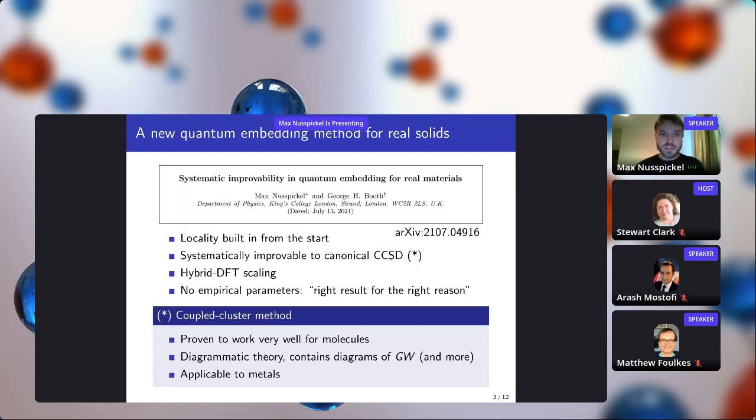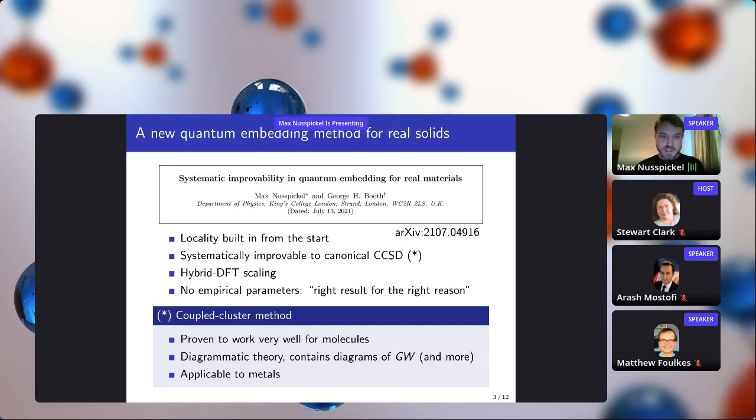And this locality can be used to derive methods. And so I've done this work with George Booth, and we developed a new quantum embedding method for real solids. There's a preprint available online. And this has locality built in from the start. It is systematically improvable to a canonical coupled cluster result, while at the same time it retains a hybrid DFT-like scaling. And as it's systematically improvable to coupled cluster, it doesn't have any empirical parameters, as opposed to something like hybrid DFT.